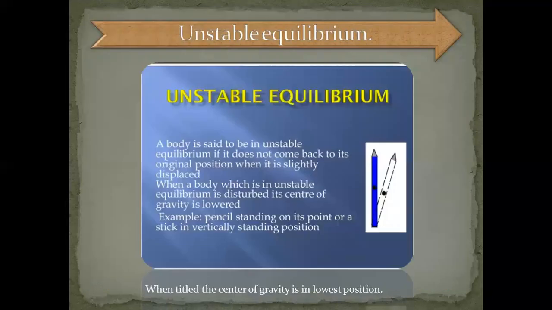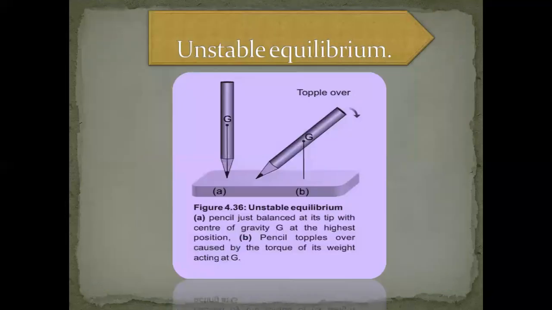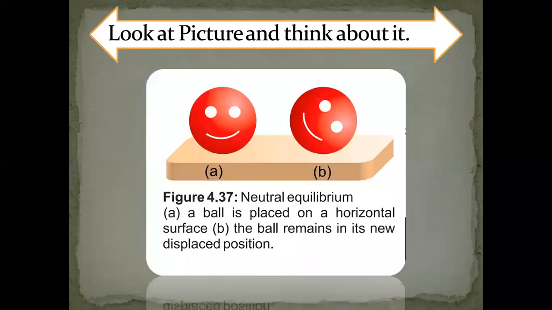So these are the three states of equilibrium, and these are so important. And this example of unstable equilibrium of a ball is also given in your book. So the ball will attain a new position. You have seen that the ball will attain a new position. And in neutral equilibrium, we have discussed that the center of gravity will not change.